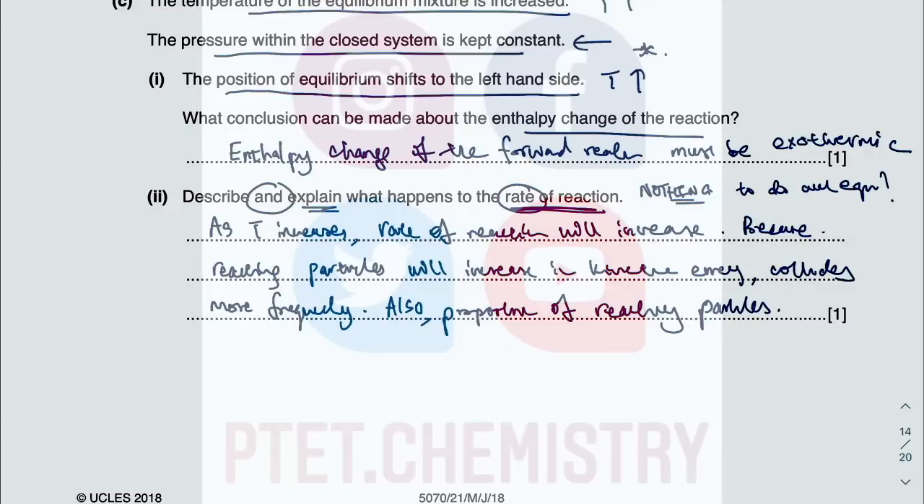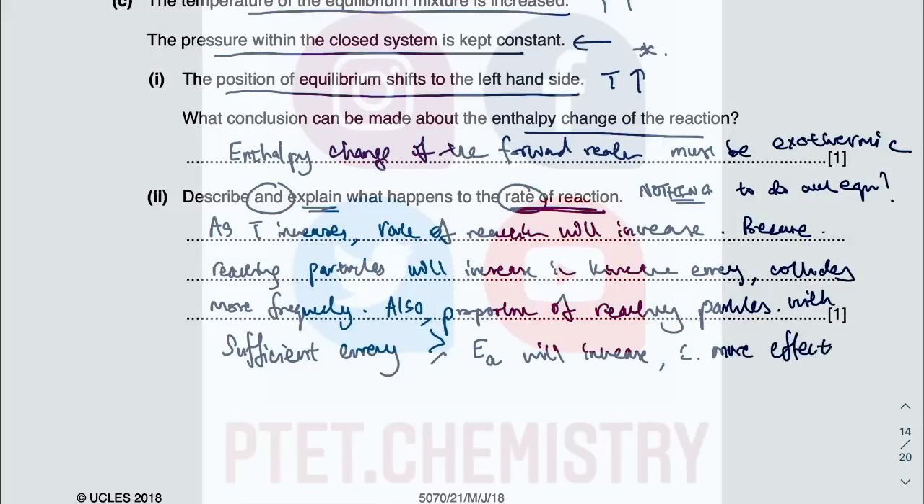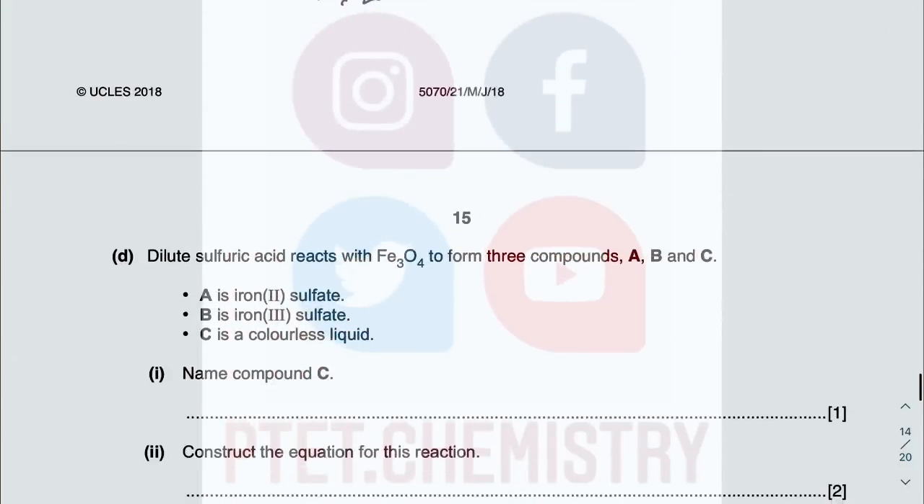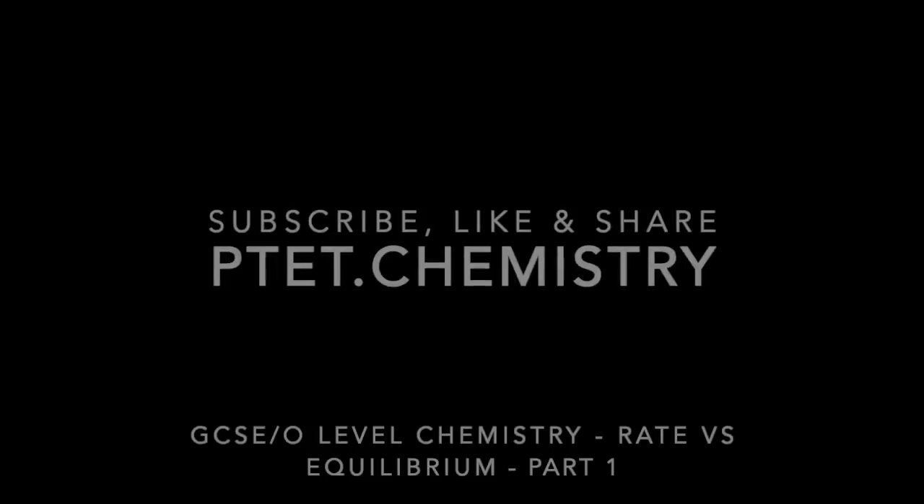Also, the proportion of reacting molecules with sufficient energy, or with enough energy, greater than or equal to the activation energy will increase. Therefore, more effective collisions. So I like this word called effective collision. You might have learned it in school as successful collisions. When you have more successful collisions or more effective collisions, your rate will increase, yeah? For obvious reason, I hope.